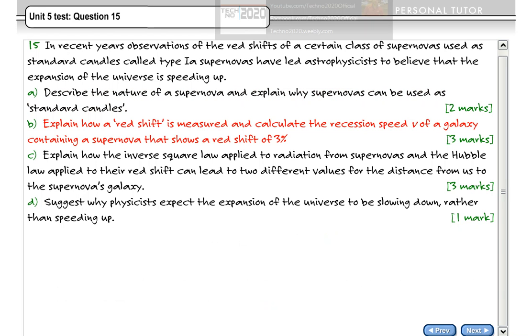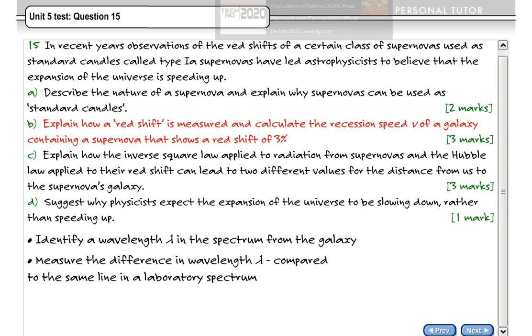In Part B, red shifts are all about identifying absorption lines of known elements in the spectra of distant galaxies and seeing how far they are moved towards the red end of the spectrum. The required recession velocity can be calculated by identifying a particular wavelength lambda in the spectrum from the galaxy and measuring the difference in wavelength delta lambda compared to the same line in a laboratory spectrum. This is the red shift.